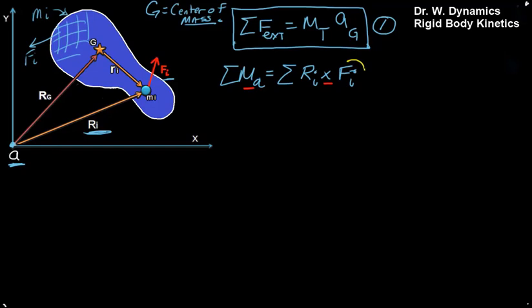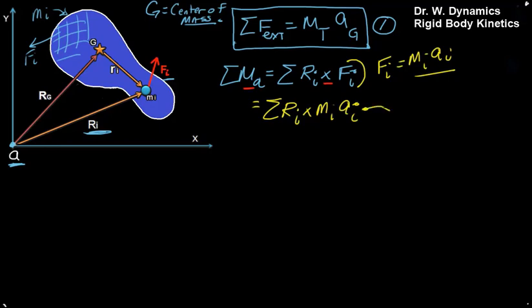And from here we could observe that Fi would be mi ai, which would represent the acceleration of that ith particle. And if we plug that in, we'd have the sum of the ri's cross mi ai. However, we have to be careful here with ai. ai is aA plus a of i with respect to A, if we want to be really diligent with this, because perhaps there's some acceleration of A that we'd want to include.